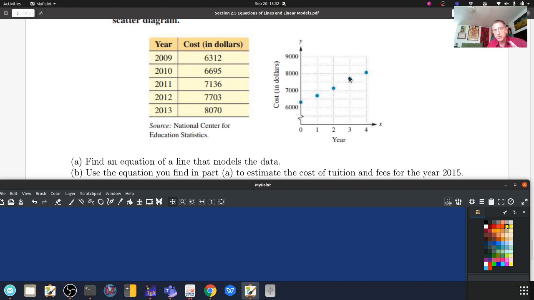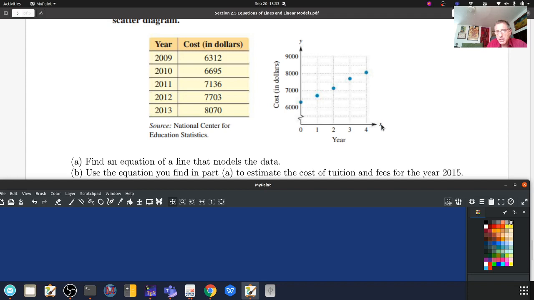We can tell that the trend is more or less linear, but it's not exactly linear, as we can see by looking at each of the points and trying to draw a straight line through all of them. Why is that? Because of measurement data, static, noise, etc.; there are errors in measurement. This is a beautiful example of math, though. So it says find an equation of a line that models the data. So what we're going to use is the equation you find in Part A to estimate the cost of tuition and fees for the year 2015.